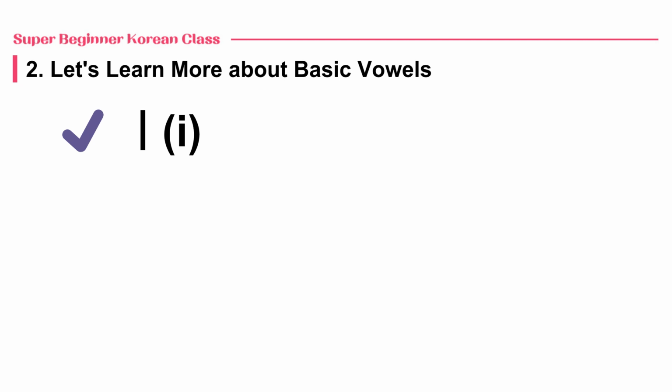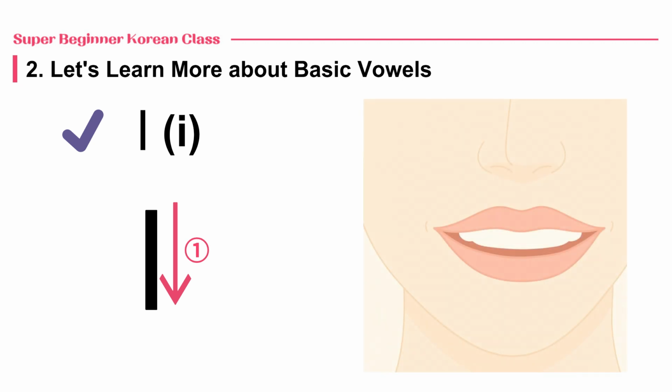Next one is E. Write E with one line going from top to bottom. Your mouth is a bit open and your tongue touches just behind your lower front teeth. Say it with me. E, E, E.